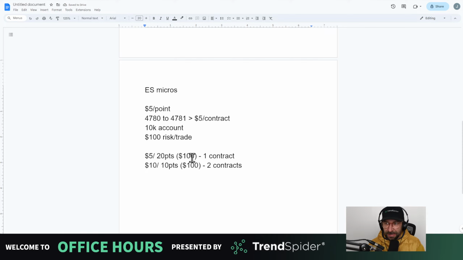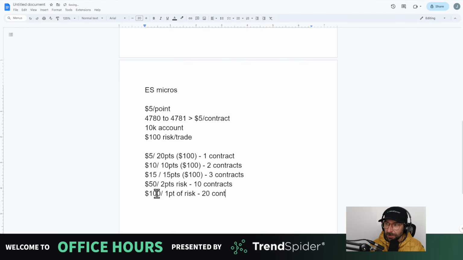And you could keep on stair-stepping this out. $15 would be 15 points at $100. This is 3 contracts. And if you want to be a gunslinger, $50 a point is going to be 10 contracts, right? And 2 points of risk. $100 is going to be 1 point. It's 20 contracts. So hopefully this makes sense. If you're using one contract, you're risking $5 per point. You can risk up to 20 points.